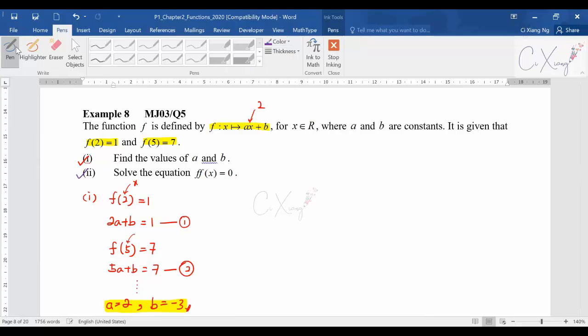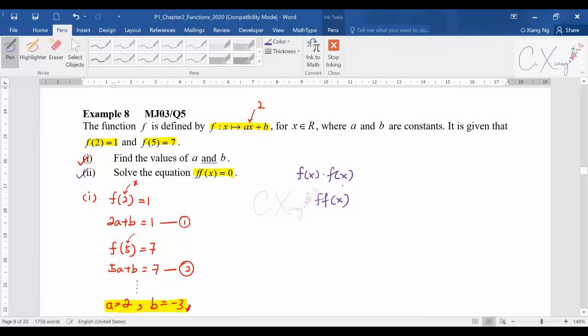Solve the equation f composite f of x equals 0. Some students will ask, does this mean f multiplied with x? If they are multiplying, they will write it like this: f(x) multiplied with f(x). If they write ff(x), generally it means the composite function, f composite f.